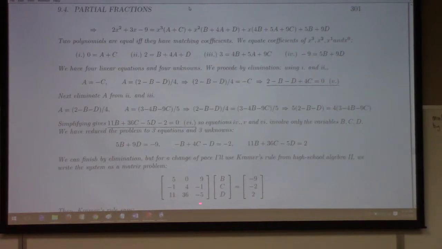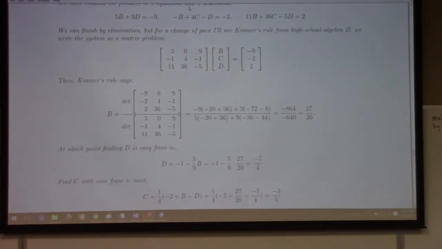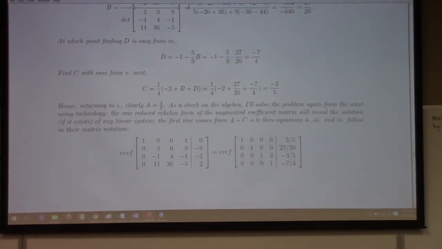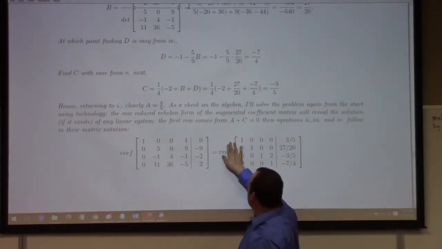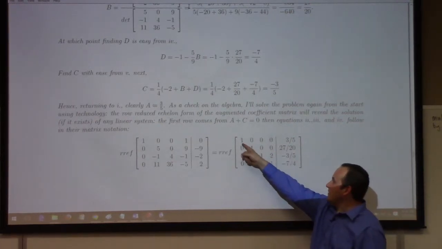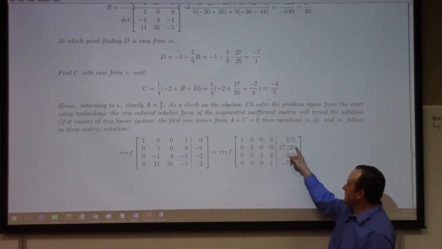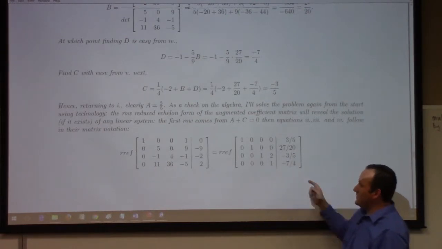But really, once you've eliminated one of the variables, you have 3 equations and 3 unknowns. You can rewrite it as a matrix problem, and you can use something called Cramer's rule if you like to solve it, and there it is. But really, the best way to solve this is to go back to the original system of equations and write the so-called augmented coefficient matrix, and do row reduction on it, the reduced row echelon form of this matrix. This is a typo, this isn't supposed to be here. This operation on this matrix gives you all of this. And from this, I can immediately read A is equal to 3/5, B is equal to 27/20, C is equal to minus 3/5, and D is equal to minus 7/4.